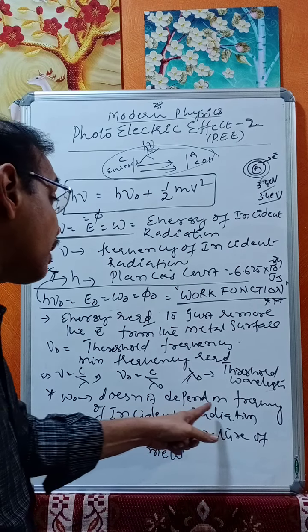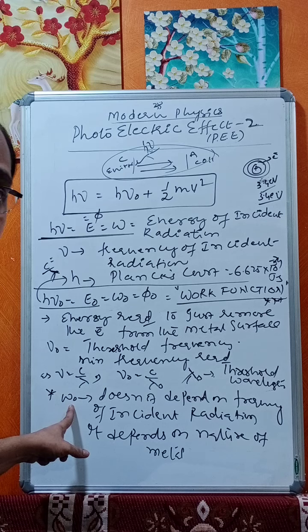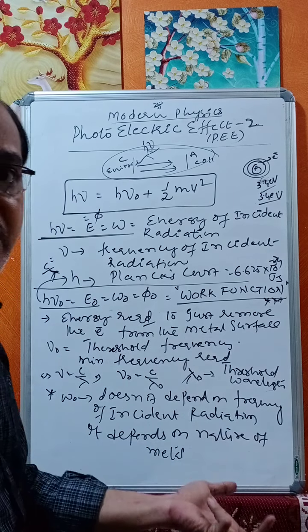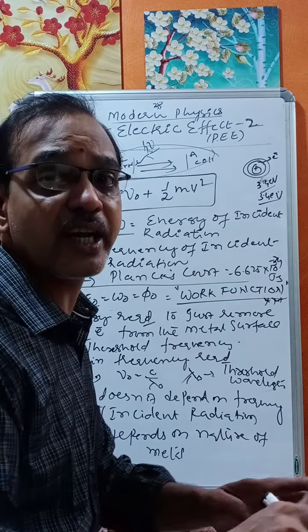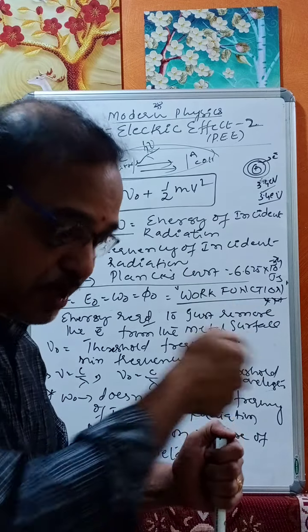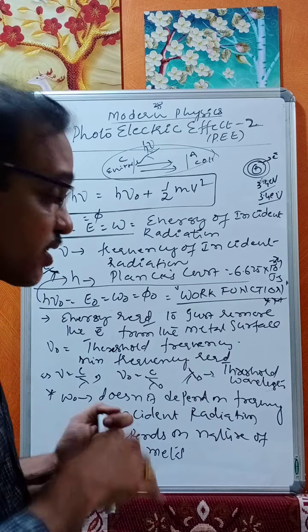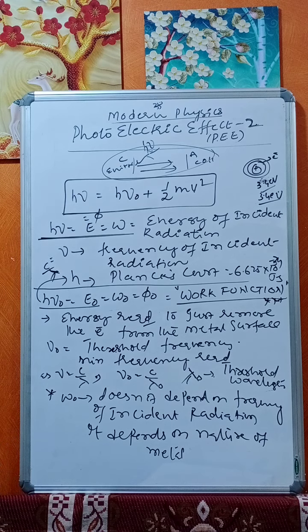Therefore, it does not depend on the frequency of incident radiation because W naught is constant. If it is a constant, it does not depend on frequency. Just like that, W naught is a constant and does not depend on the frequency of incident radiation. It depends on the nature of the metal, maybe sodium or potassium or aluminium or copper or something else. Therefore, W naught does not depend on the frequency of incident radiation. It depends on the nature of the metal surface.